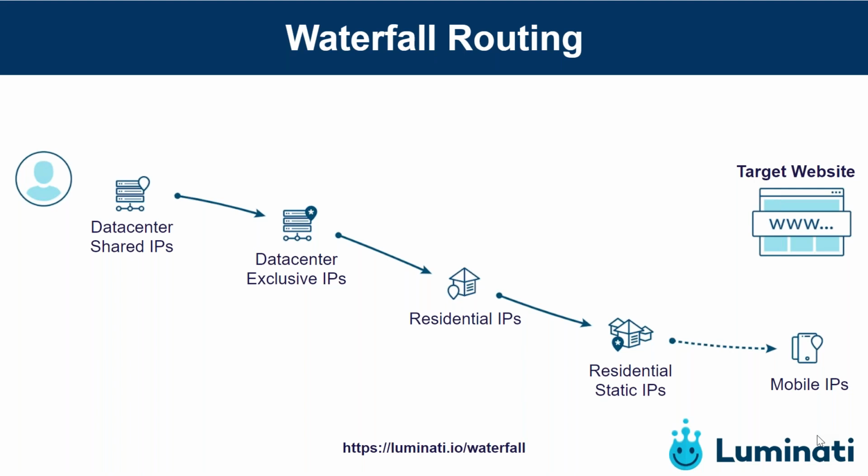One example would be to start sending the requests through the data center network. Then, only if they fail, would that same request be automatically sent through the residential network. If that request fails again, then it's automatically routed through the mobile network.